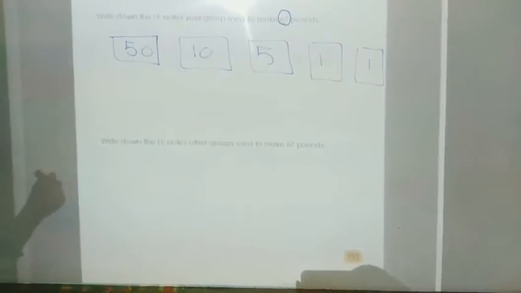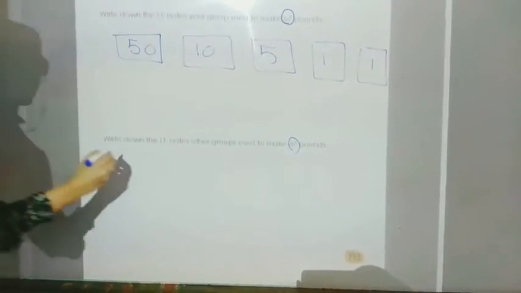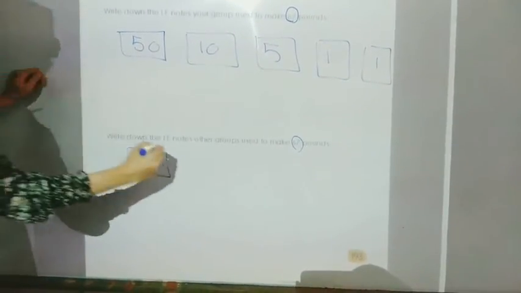Okay, next way, I want to show also 67. I draw here one banknote of 20, then another banknote of 20.